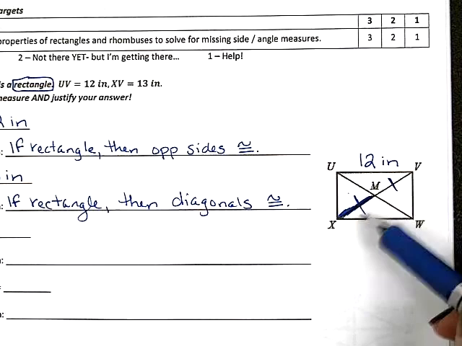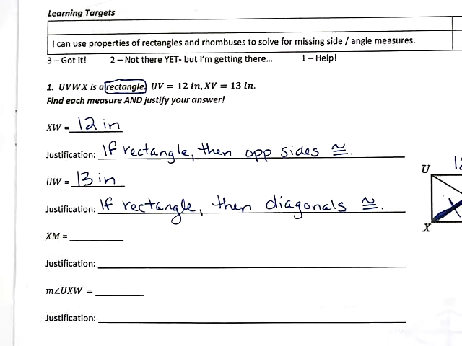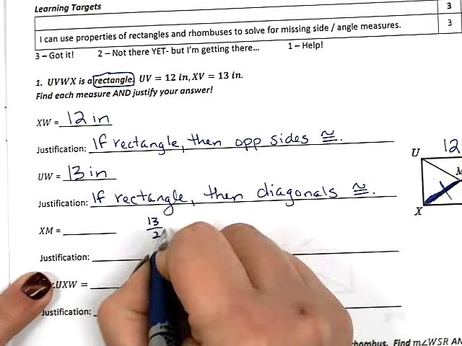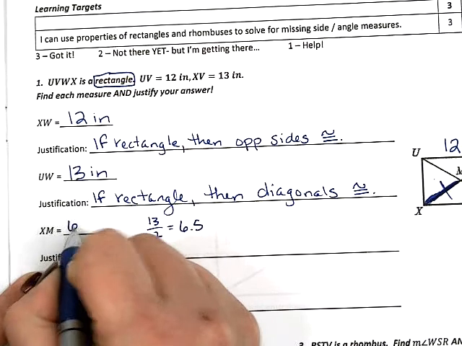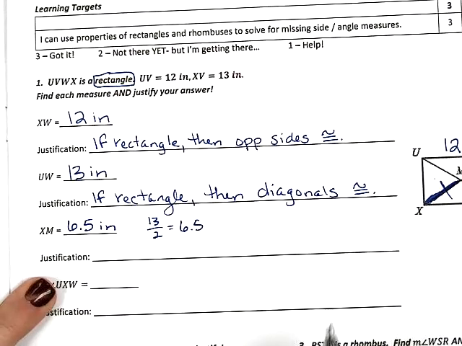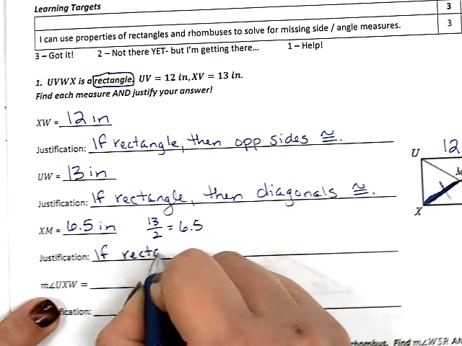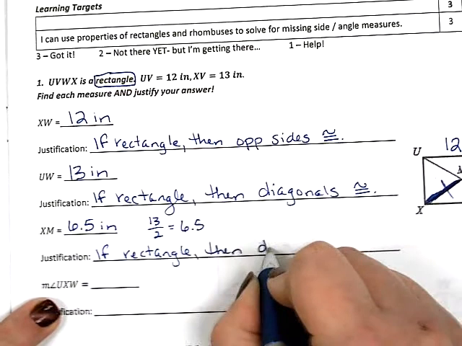Well, the whole thing XV is 13, so the way that we can get XM is to cut that 13 in half. So 13 divided by 2, and we get 6.5, which means XM is 6.5 inches. And our justification for that then is: if rectangle, then diagonals bisect each other.